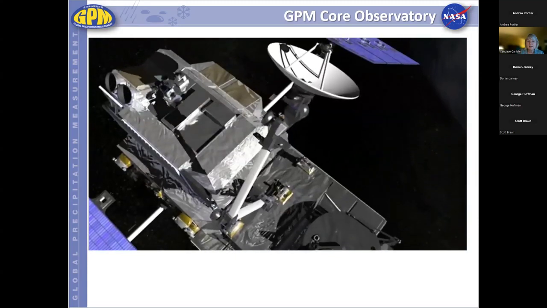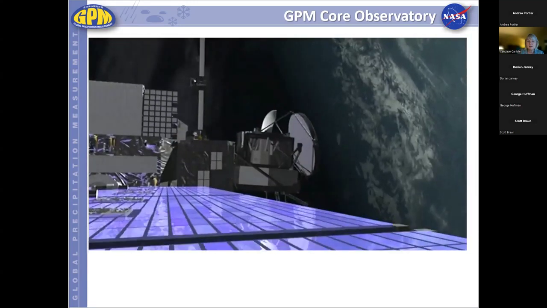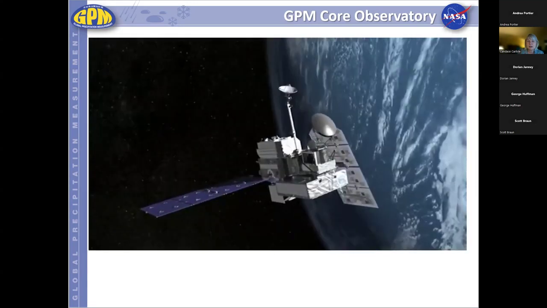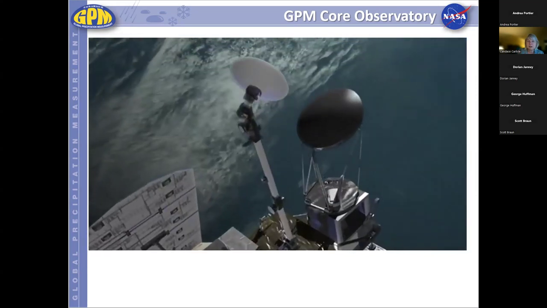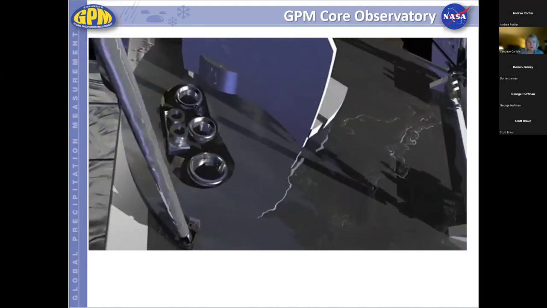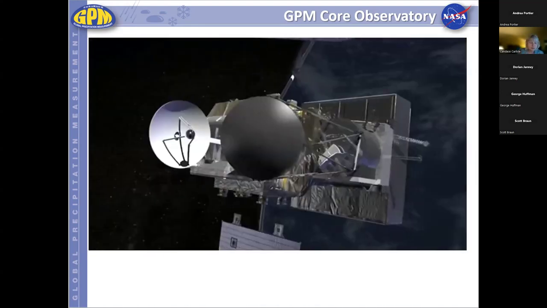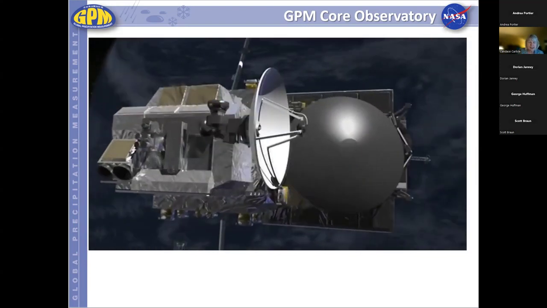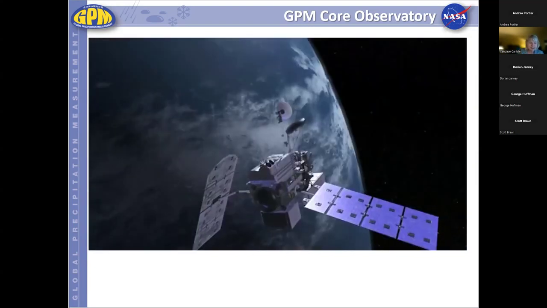High gain antenna. That's the GPM microwave imager starting to take data there. GPM's orbit, as George mentioned, those are the feed horns of the radar. 65 degrees inclination, it's about 407 kilometers.